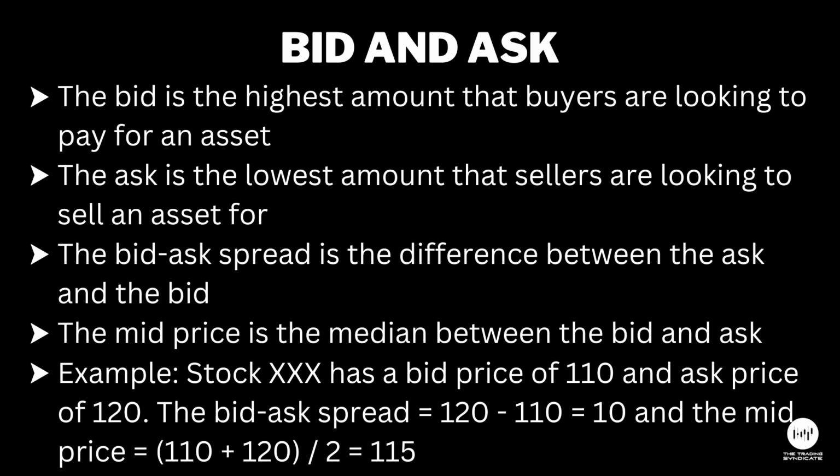For example, a stock XXX has a bid price of 110 and an ask price of 120. The bid-ask spread would then be $10 since 120 minus 110 is equal to 10, and the mid price would be 115, which is the price you would look to aim for to either buy or sell that stock.